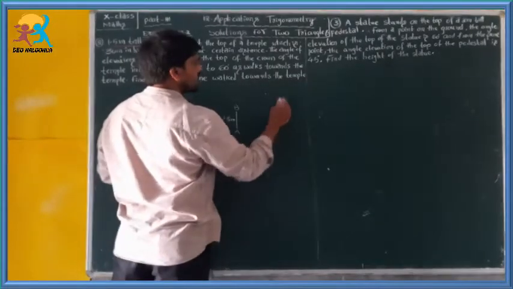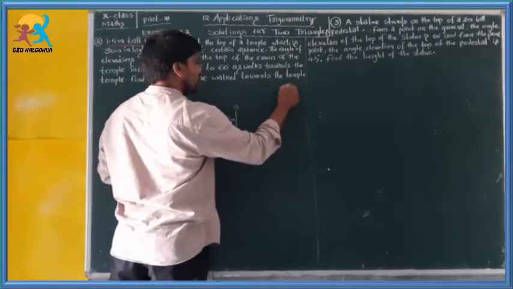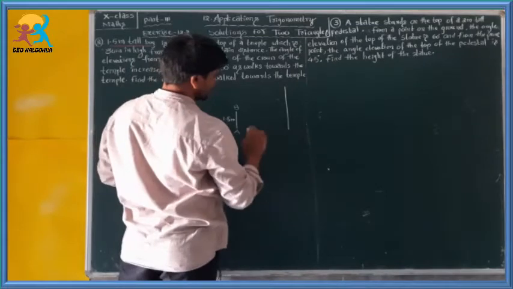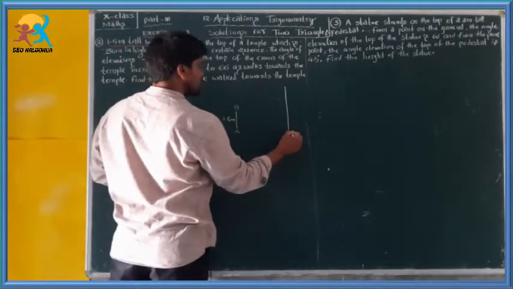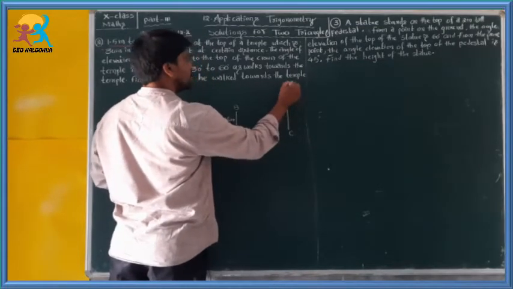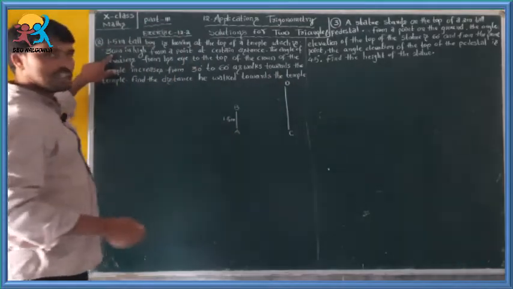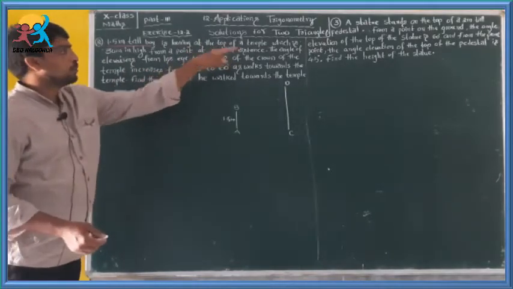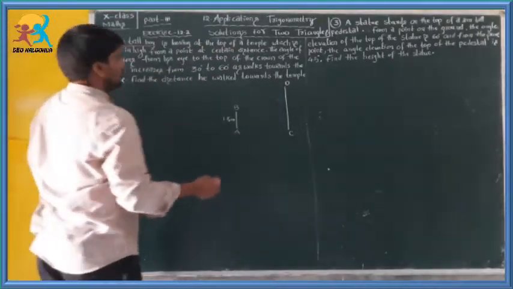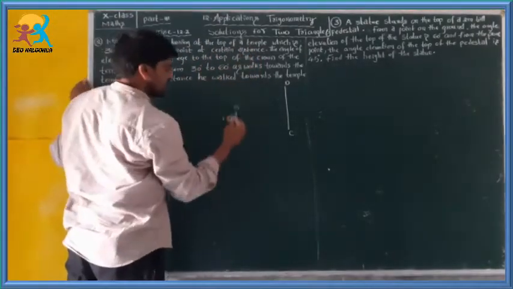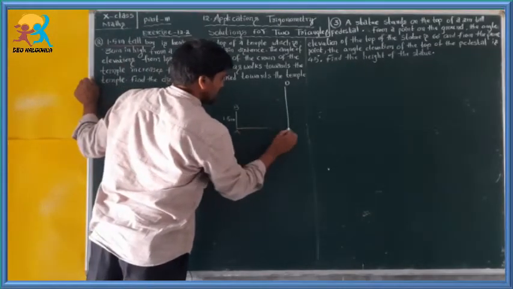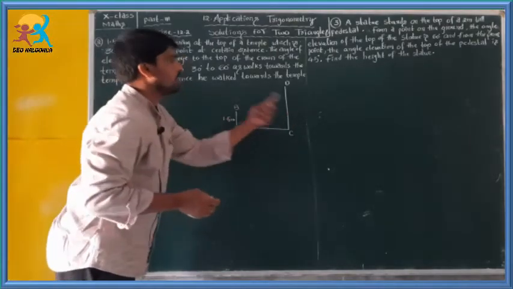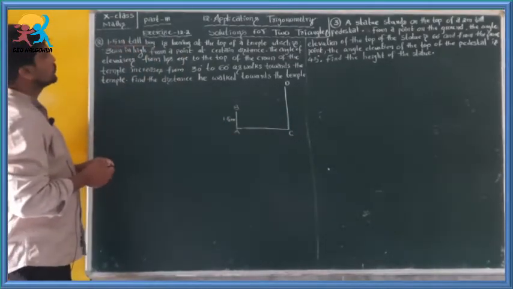So, at a certain distance there is a temple. Let us denote the top of the temple by D, so CD is the height of the temple. The height of the temple is given as 30 meter. He is looking at the top of the temple from a point at a certain distance. We do not know the distance between the boy and the temple, right.